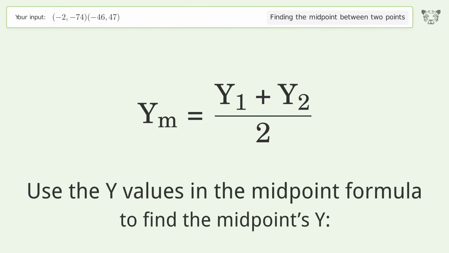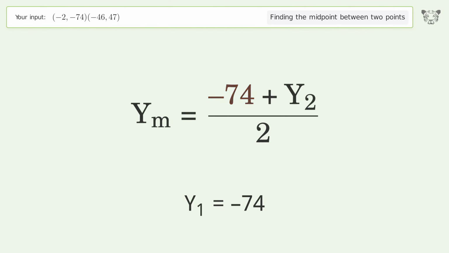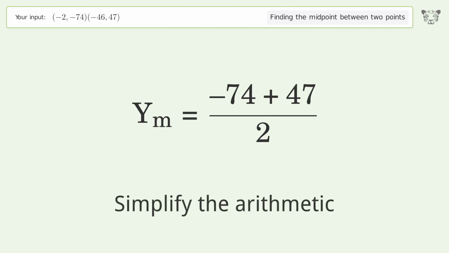Use the y values in the midpoint formula to find the midpoint's y. y1 equals -74. y2 equals 47. Simplify the arithmetic.